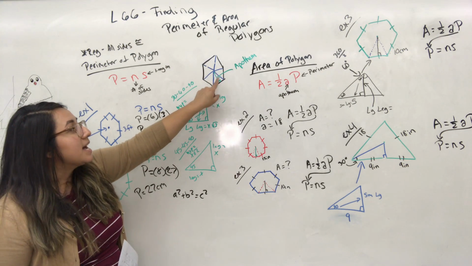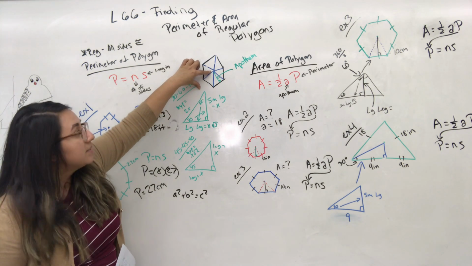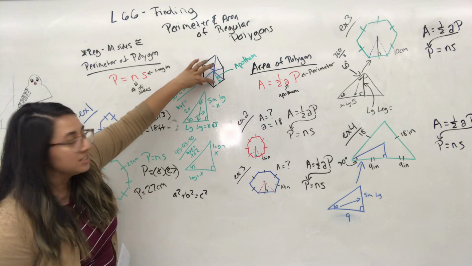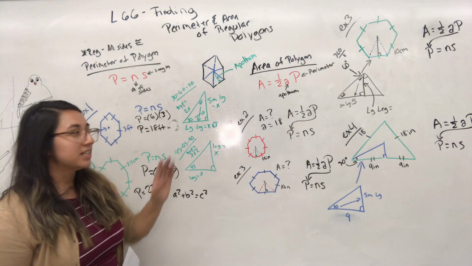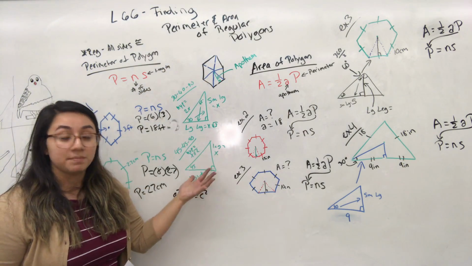Also, on top of that, there is a line that starts from the center of the shape and goes all the way down. It creates a perpendicular line, meaning 90 degrees. It's called an apothem. That's kind of like your height, not really your height, because your height would be the whole shape. It's the height of the triangle inside your shape.